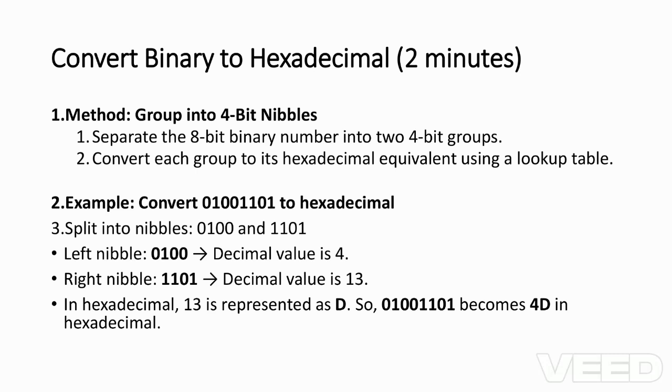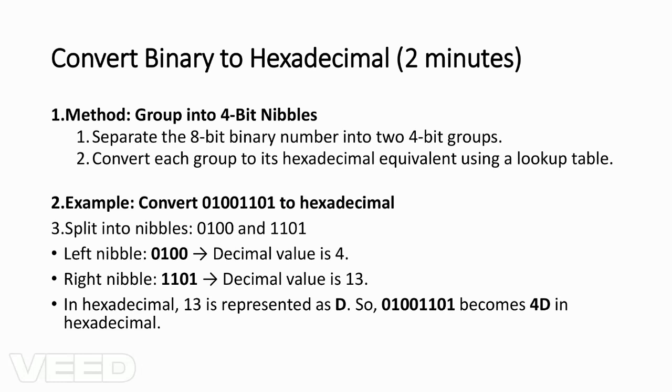For example, if you have 0, 1, 0, 0, 1, 1, 0, 1, we want to convert this into hexadecimal. We will split it into 2 nibbles. A nibble is half a byte, which is 4 bits. So we take the first 0100 as one group and 1101 as another group.